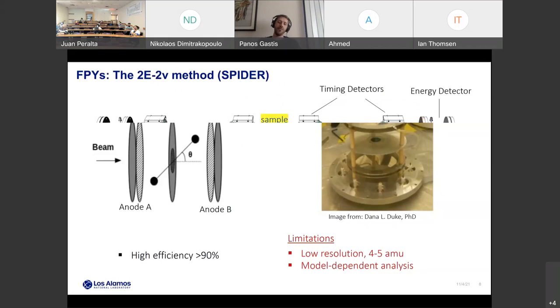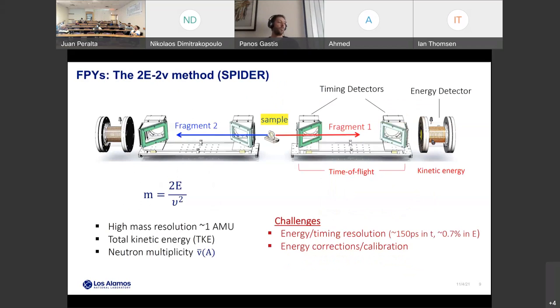And then the last method, one of the most promising ones for producing reliable data on fission product yields with high resolution and accuracy, is the 2E-V method, and is the one that we basically use in SPIDER. Here, the mass of the fragments is extracted by measuring both their kinetic energies and velocity. Very simple principles. And up here in this scheme, you see the detector configuration that is typically used for this type of measurements. Actually, this particular picture is the interior of SPIDER, but I will come back to the detectors later in the presentation.